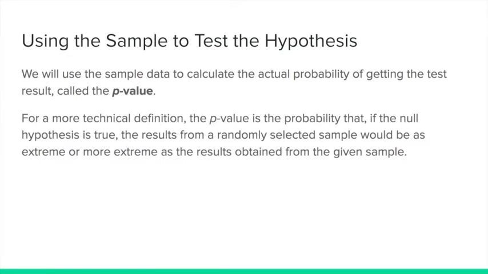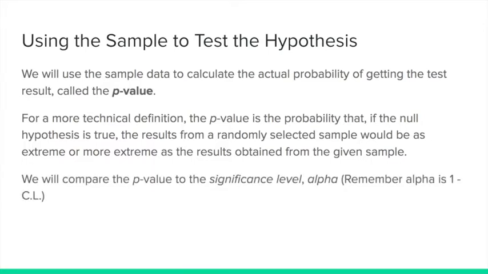To give you a little more technical definition, the p-value is the probability that if the null hypothesis is true, we would get results that are as extreme or more extreme than the results that we got. So again, we have an assumption about our population. That assumption is that the null hypothesis is true. So we test it using the sample data, and if the probability of getting our sample data is really low, well, then that's going to tell us something about the null hypothesis.